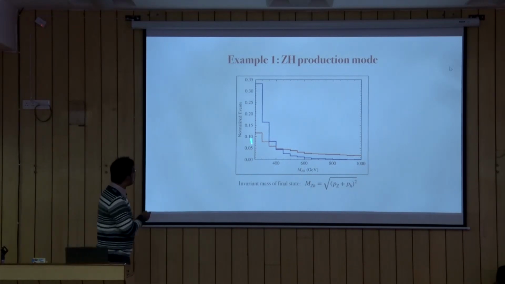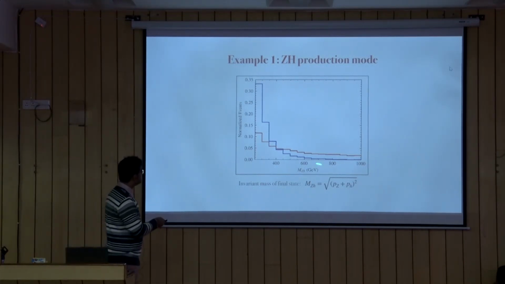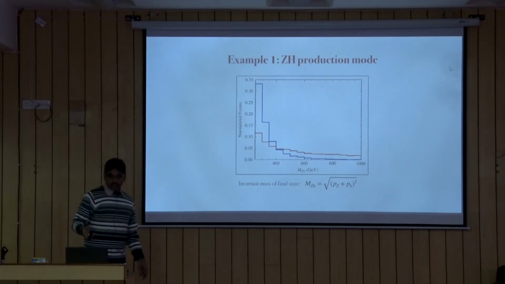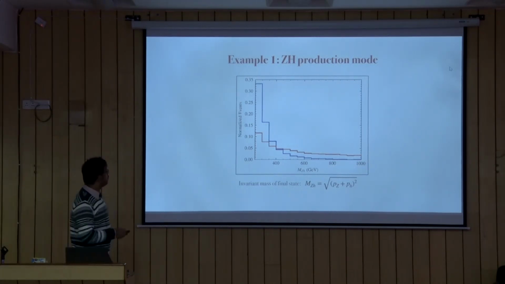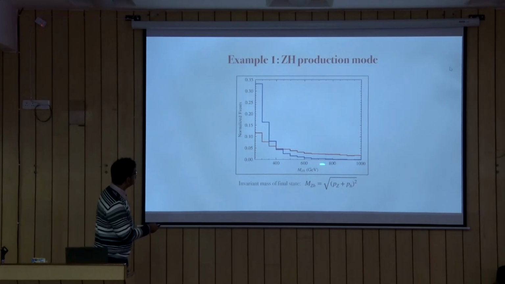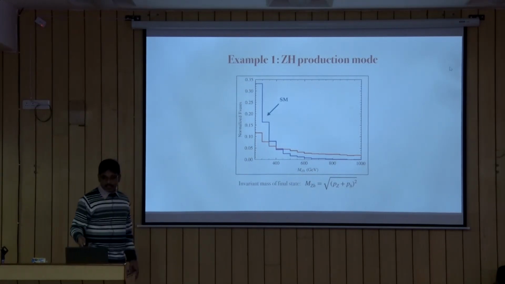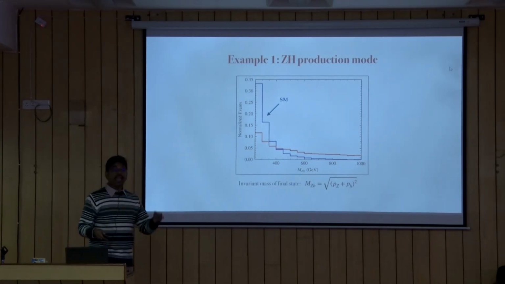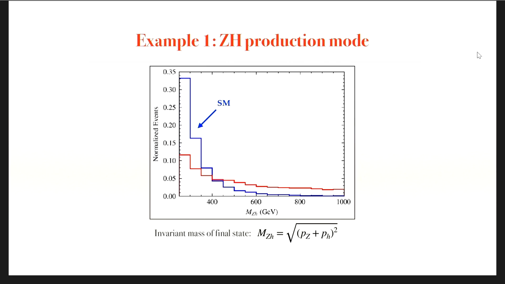Now, when you plot the event distribution with respect to the ZH, when I just had the standard model, the distribution was something like this in the blue curve. And when I had the standard model plus the effective operator inclusion, the invariant mass distribution of the signal has changed a little, and this is what it is.